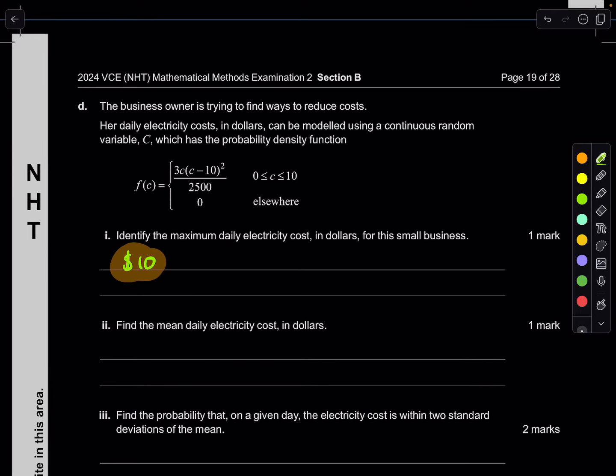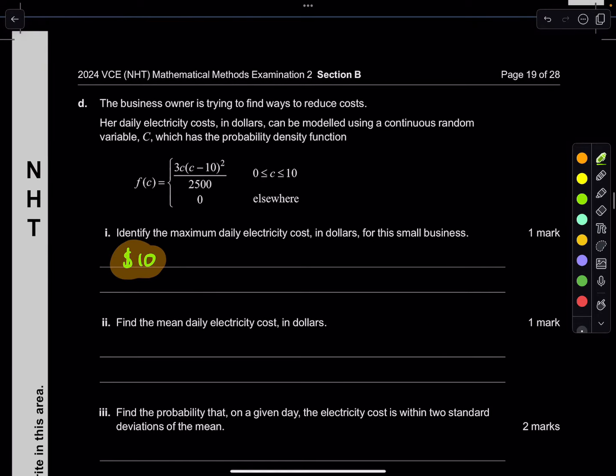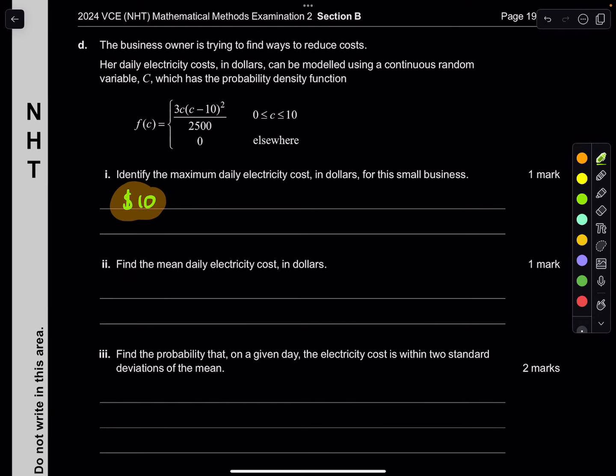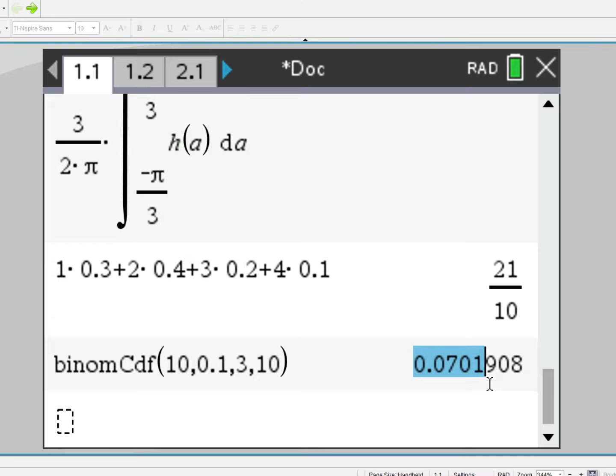Now, next question. Find the mean daily electricity cost in dollars. So we want the mean, the average value, the expected value. Remember how to calculate that for a probability density function. Let's say f of C is that. So to find the mean of C, you integrate from 0 to 10, and you multiply C times f of C, dC. You have to multiply by C to get the expected value.